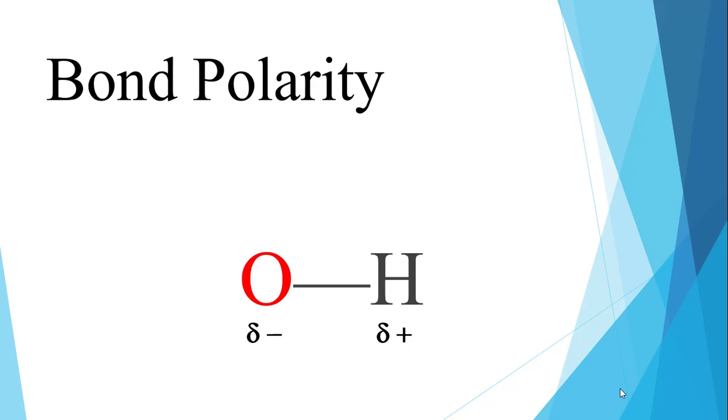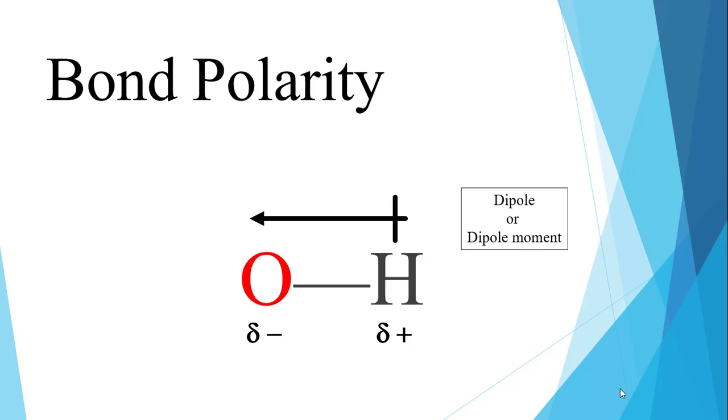But there's another way to demonstrate this, and this is using an arrow. And that looks like this. The arrow goes from the slightly positive towards the slightly negative element, and to show which side is the positive side, we put the crossbar in there, which makes that end look somewhat positive. That line demonstrates what is called a dipole or a dipole moment, and it has a special significance.